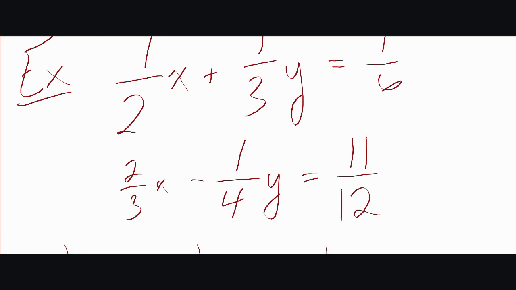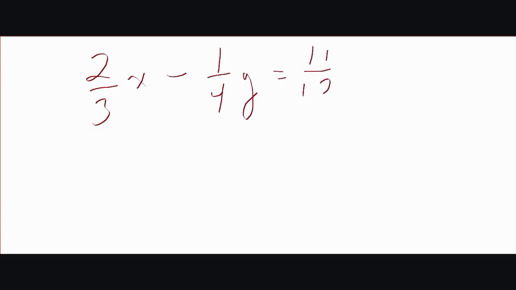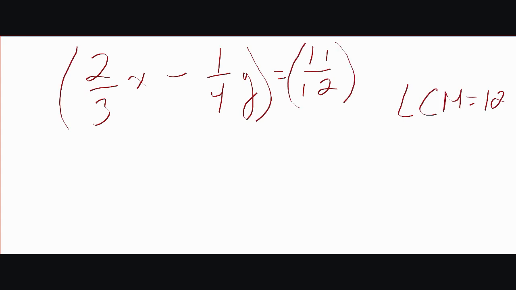2/3 x minus 1/4 y is equal to 11 over 12, I should say. So I have that 2/3 x minus 1/4 y is equal to 11 over 12. What's the least common multiple of each of these denominators? The least common multiple is going to be 12, right? All three of these numbers go into 12, so we're going to multiply both sides of this equation by 12.